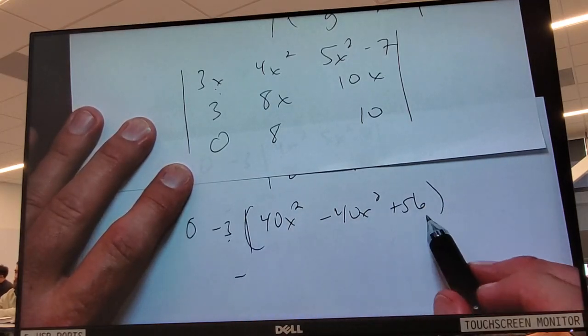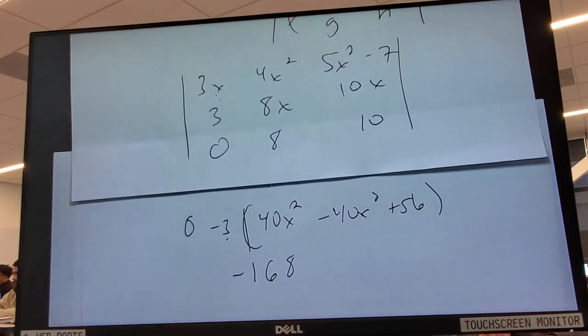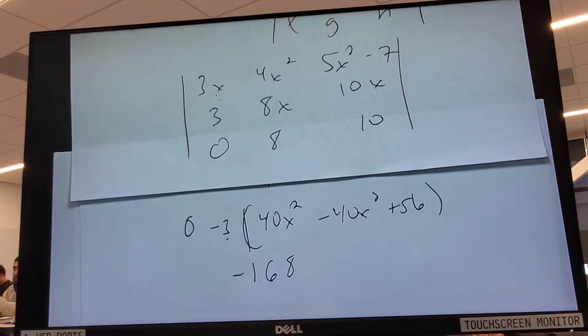This would be negative 3 times 56, yes? So it'd be negative 168, is that cool? Yeah. Okay. I did that in my head. What I did, I forgot, I threw another X in there. Can you guys look at the original and tell me?